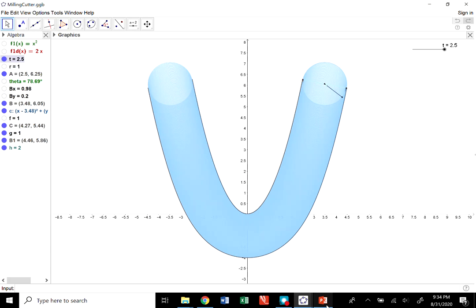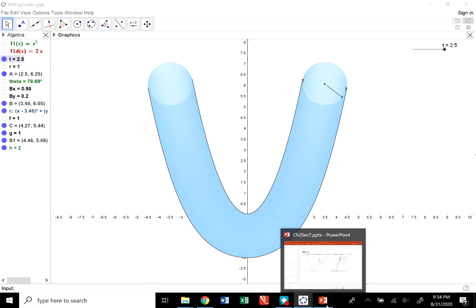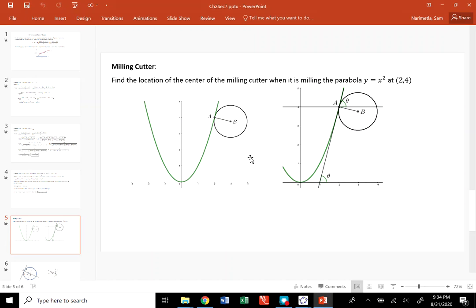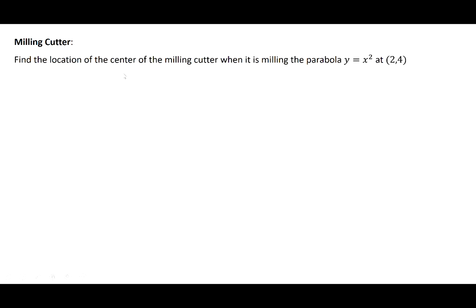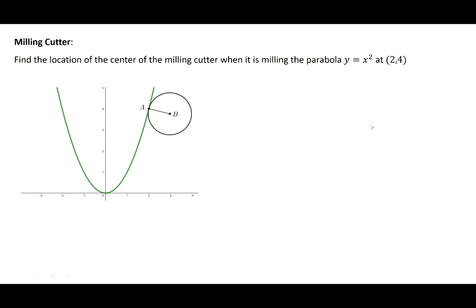Folks, if you understand what I'm talking about, fine. If you don't, equally fine. Don't sweat it. For those who are curious, I just want to show you this. The question was, find the location of the center of the milling cutter when it is milling the parabola y equals x squared at (2, 4). So like this. That point A is (2, 4). Let's say this milling cutter has a radius of 1 inch. Then what is the position of B at that time?